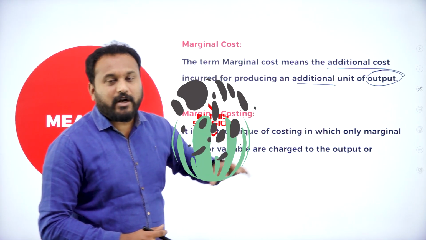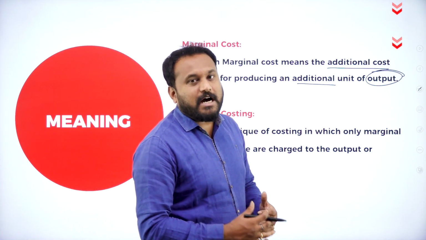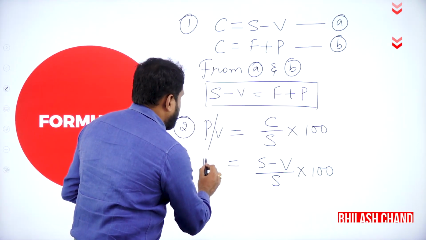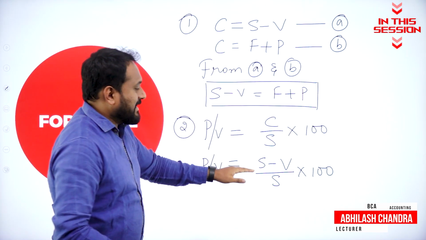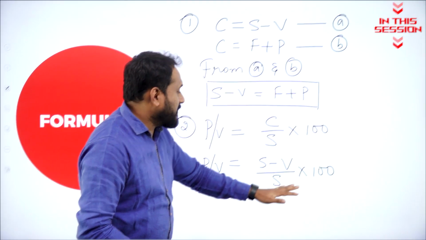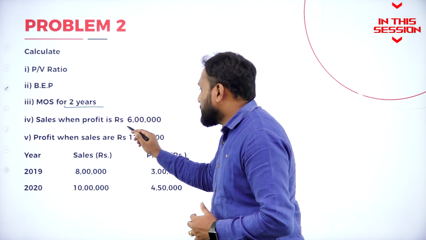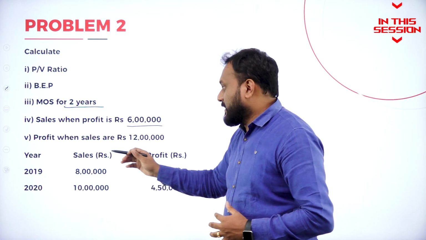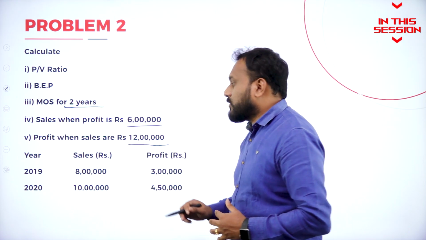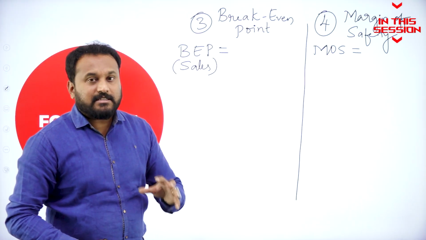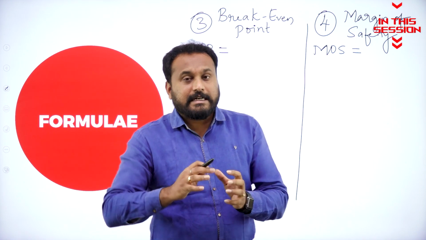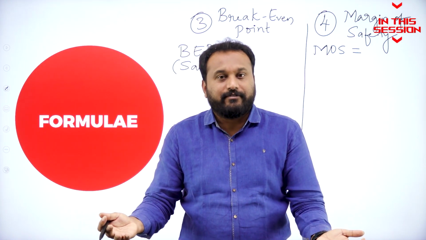Marginal costing. What exactly do you mean by marginal costing? PV is equal to (S minus V) by S into 100. Sales when profit is 6 lakh, and profit when sales are 12 lakh rupees. Now break-even point is a place where you get neither loss nor profit.